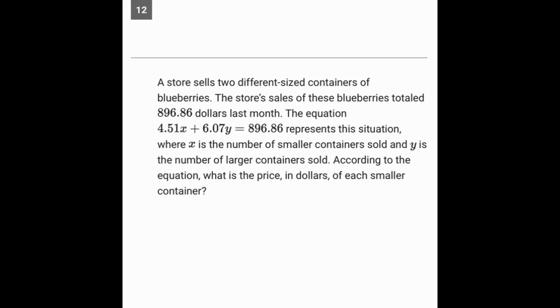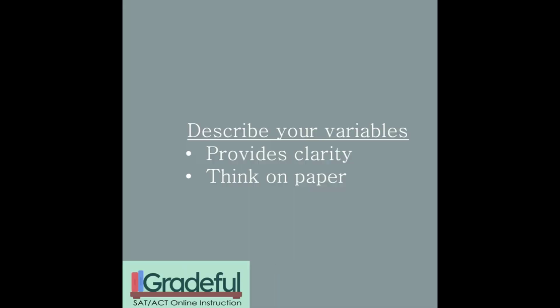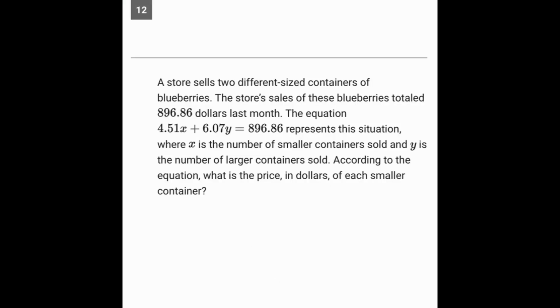Now going to question 12 here. If this question looks like a scary word problem to you, if you don't immediately know where to start, one way to get better clarity is to describe your variables. Just the idea of thinking on paper is kind of a lost art these days and something that any good tutor teaches. In this question, it's as easy as saying to yourself what they said, which is that X is the number of small containers and Y is the number of large containers.